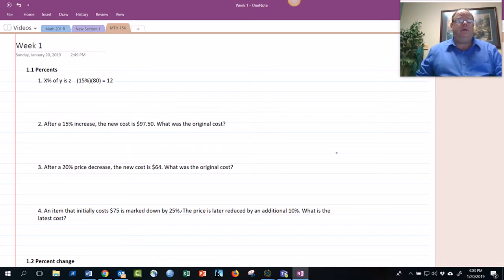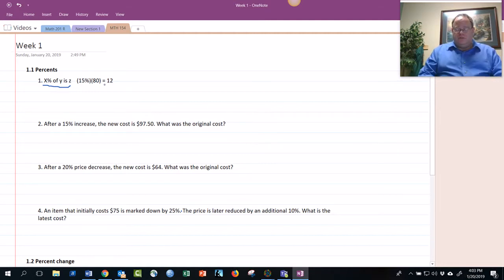I've written up here on the left, x percent of y is z. So that is the basic equation in words. If you wanted to see it with numbers, you would write it something like this: 15% times 80 equals 12. So 15% of 80 is written as 15% times 80, and the "is" is an equal sign.